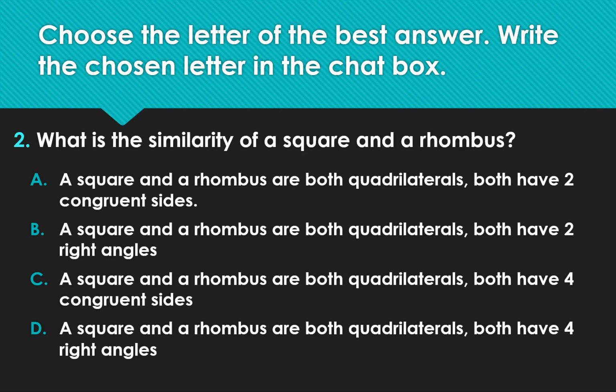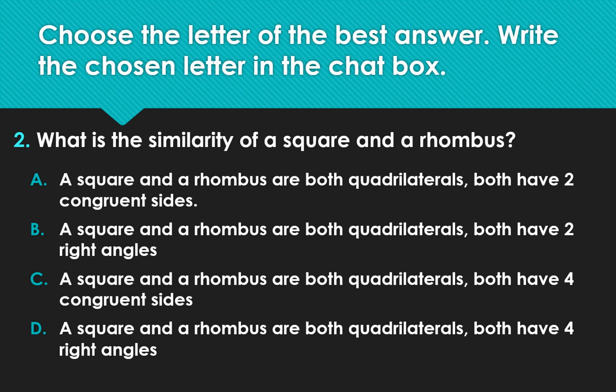Letter B. A square and a rhombus are both quadrilaterals. Both have two right angles. Letter C. A square and a rhombus are both quadrilaterals. Both have four congruent sides. Letter D. A square and a rhombus are both quadrilaterals. Both have four right angles.